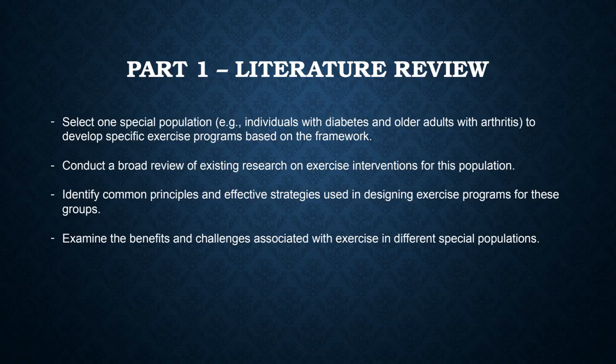So again, part 1 is that literature review. You'll be picking one specific special population to be the subject of your project. So you could pick, for example, in week 1, we're going over diabetes as one of our special populations. Diabetes could be the special population you select for this project. Later in the semester, we'll go over older adults. We'll go over arthritis, lower back pain. Any of these special populations that we discussed throughout this semester are fair game for your final project.